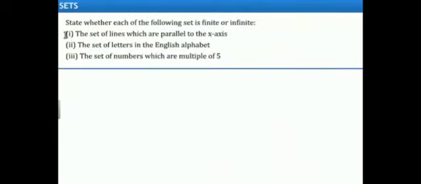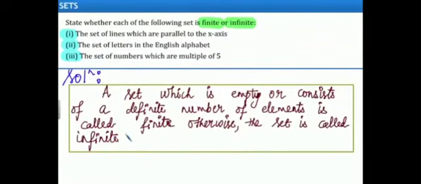Now move on to question number 3. State whether each of the following sets is finite or infinite. Again, same question. A set which is empty or consisting of a definite number of elements is called finite, otherwise the set is called infinite. I hope you all understand the concept of finite and infinite.